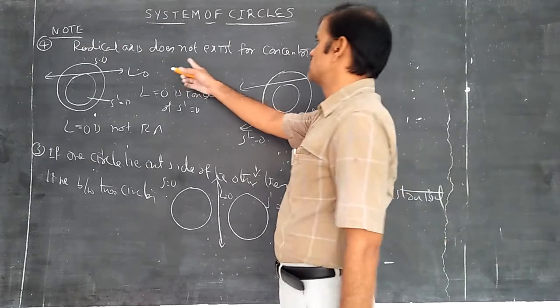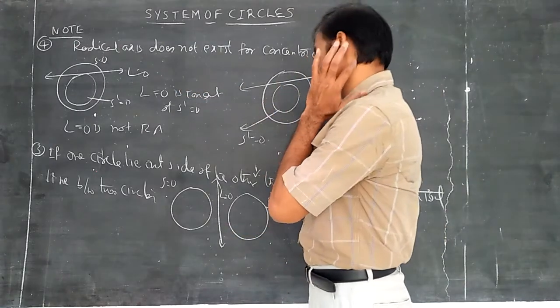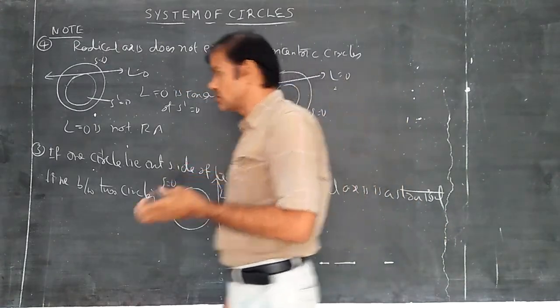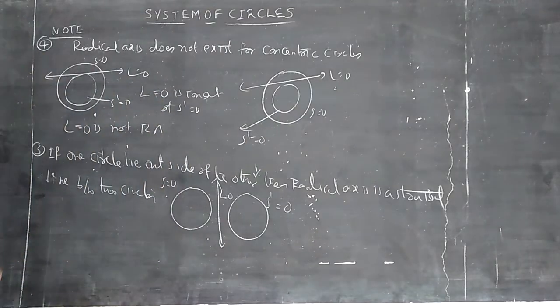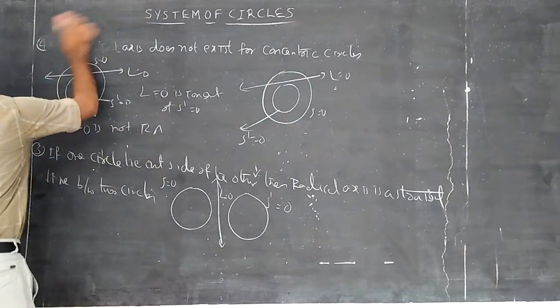So a radical axis does not exist for concentric circles. It is an important objective point. Remember this. Now let us discuss radical center.